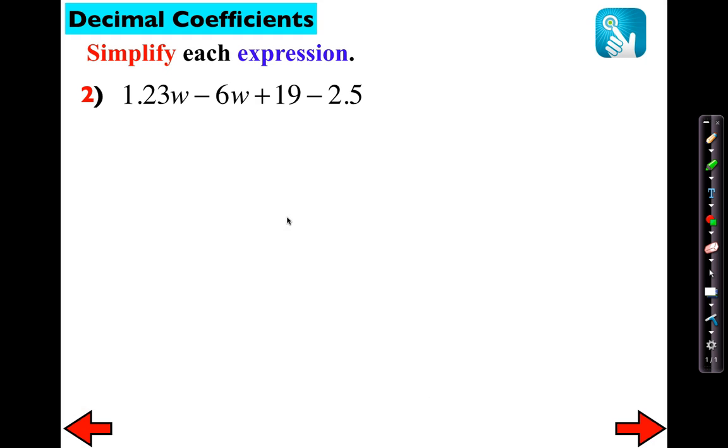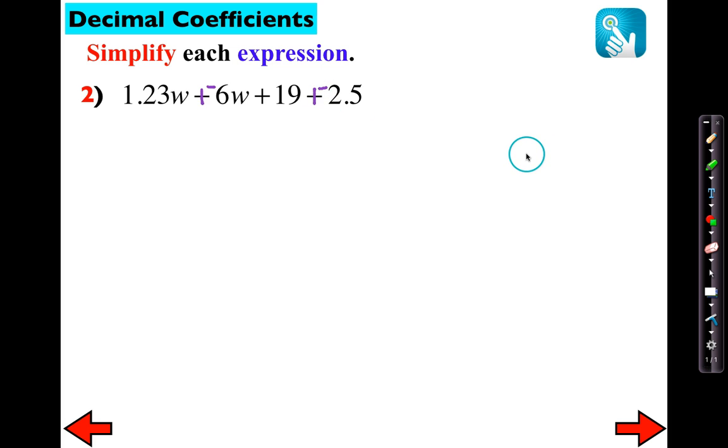Okay, let's try another one. Same idea. What we're first going to do is check to see if there's any subtraction. If there is, we're going to go ahead and change it to addition problems by simply adding the opposite. So here, since it's subtraction, we're going to add the opposite. This one's already plus, so I'm not going to do anything to that. This one's subtraction, so I'm going to add the opposite.